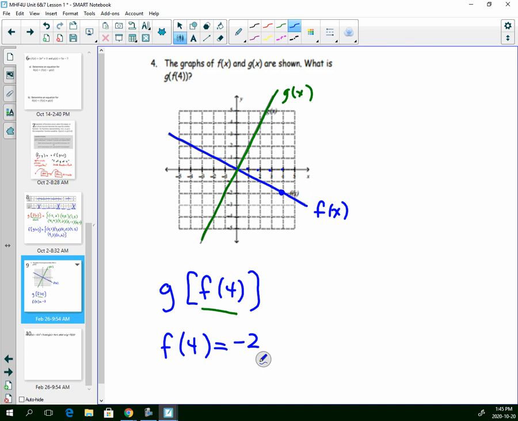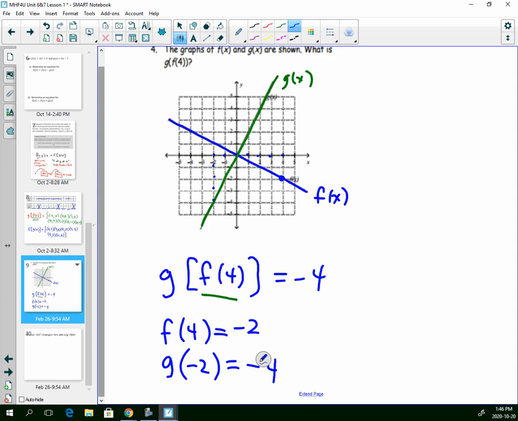Then that output becomes the input for the next function, which is g of x. So now I want to find g of -2. So I'm going to go along to -2. I'm going to go down to the green line, 1, 2, 3, 4. That value is -4. So g of f of 4 is -4, right? So input 4 into f of x, output is -2. Input -2 into g of x, final output is -4.